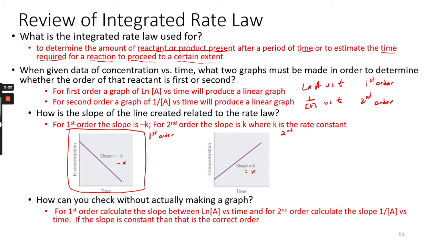All right, so if you're taking the natural log of A versus time and you take the slope between a couple of these points and you get a constant slope, then it is first order. If you take 1 over the concentration of A versus time and take the slope between those, then it is second order. Whichever one gives you a constant slope, that is the correct order.